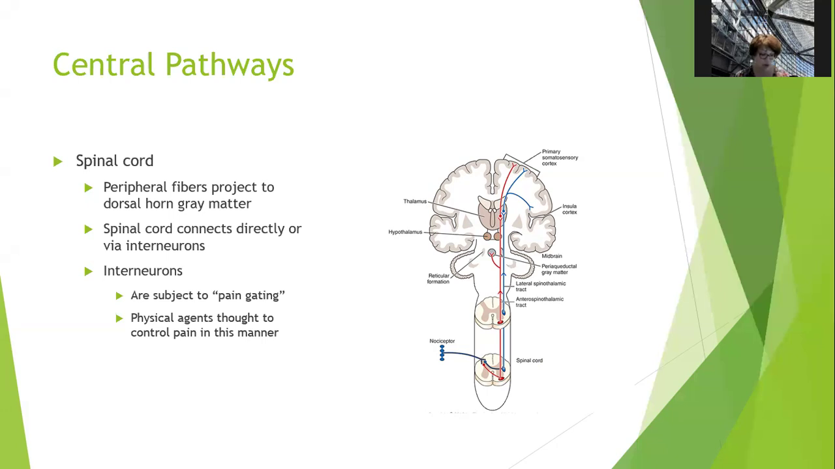But interneurons in the dorsal horn are subject to pain gating, and most physical agents are thought to control pain in this manner. So ice, heat, electrical stim, they address the pain by gating it at the spinal cord. So we affect the transmission of pain signals. So basically, you close the gate and the pain never gets up to the brain. Peripheral pain modulation is also known as ascending control. So you're stopping the pain from ascending up to the brain.